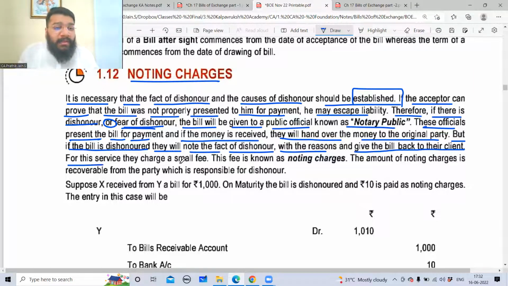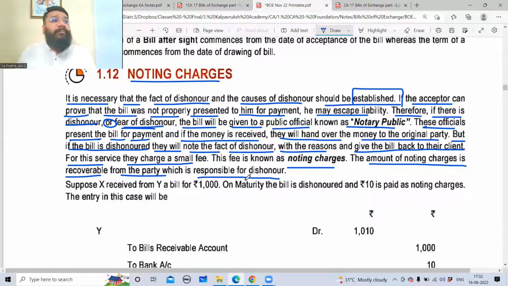For this service, they charge a small fee called noting charges. The amount of noting charges is recoverable from the party who is responsible for dishonor. Now, anybody can pay the amount. Who will pay initially? The person who is having the bill, who is getting the notary done, will initially pay the money. But finally, who will bear the expenses? The person who is in default. Here in this case, the acceptor or the customer is the party at default, so he has to bear the expenses.